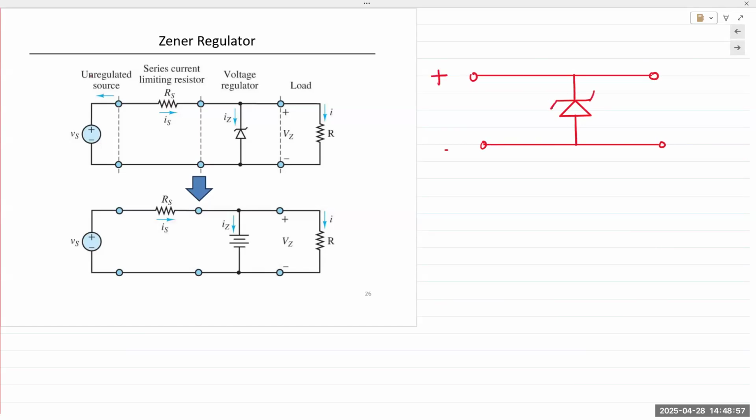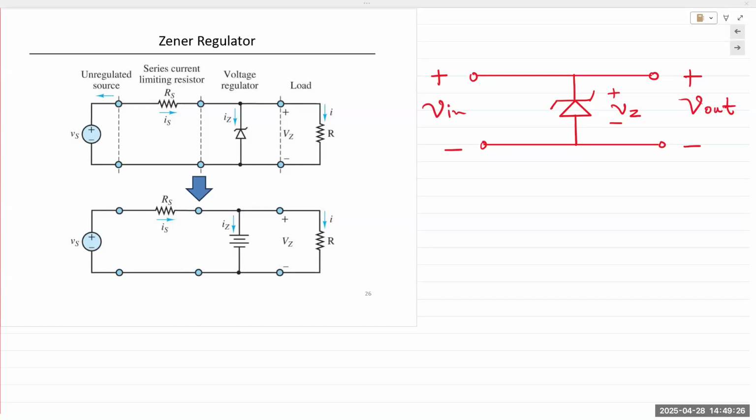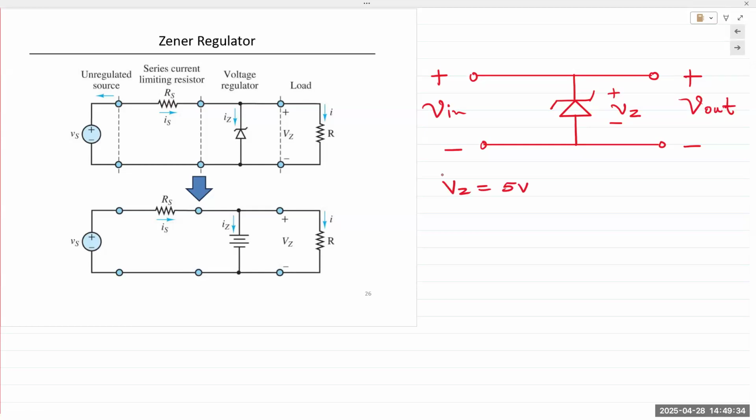Plus minus V in, plus minus V out, and of course plus minus VZ. Everything's in parallel. V in coming from the left, V out being collected at the right. Now, let's assume a voltage VZ of 5 volts. The Zener diode is designed to break down at a voltage of 5 volts. So VZ is 5.